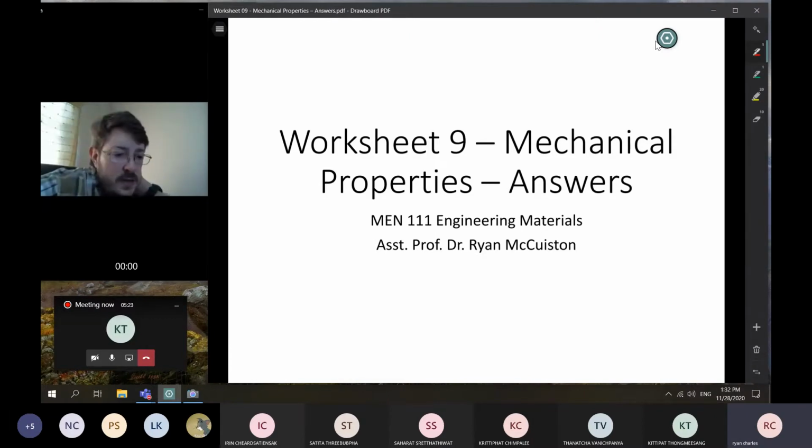What do I want to do here? So I just returned the last two worksheets. You should get a notification or whatever you get for that, which means they're all graded and returned, except for the few of you who turned stuff in like 2 weeks late just now.